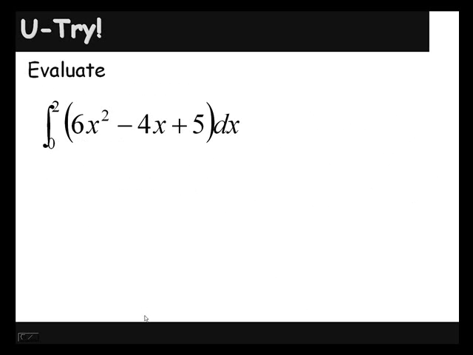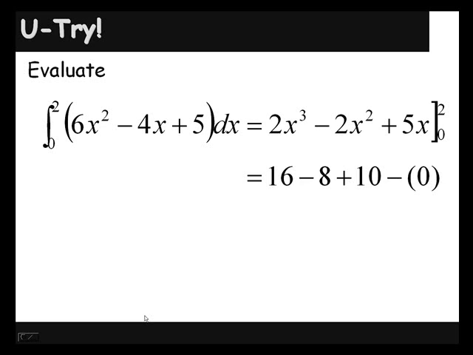Try this one. Evaluate the integral from 0 to 2 of that polynomial. Well, first we'll take the antiderivative, and then we'll evaluate it from 0 to 2. So plugging in 2, we get 16 minus 8 plus 10, and plugging in 0, we get just plain old 0. So the whole thing just evaluates to 18.